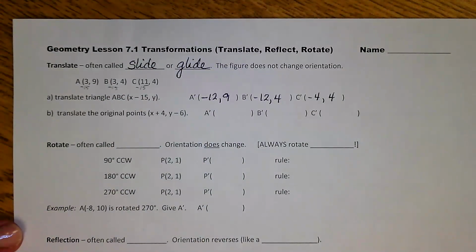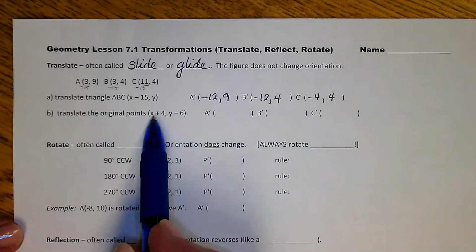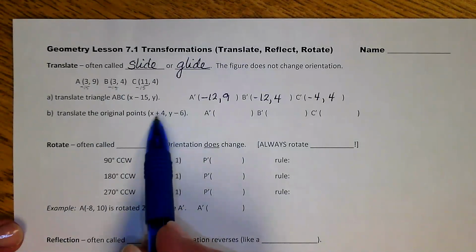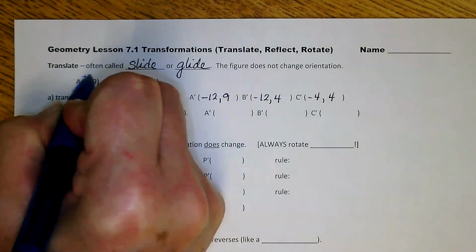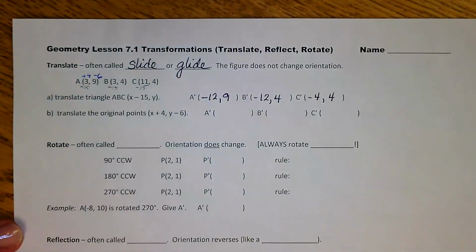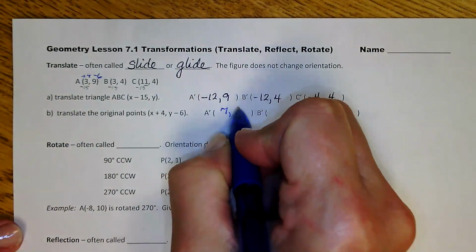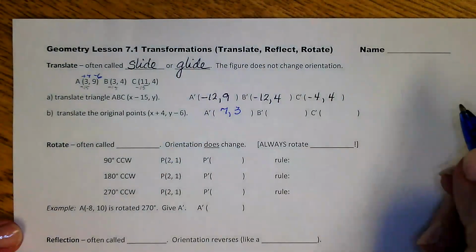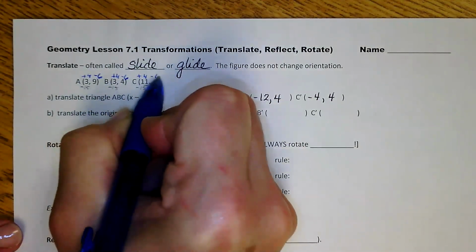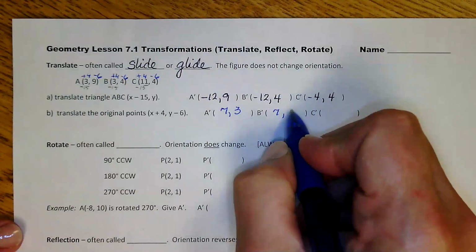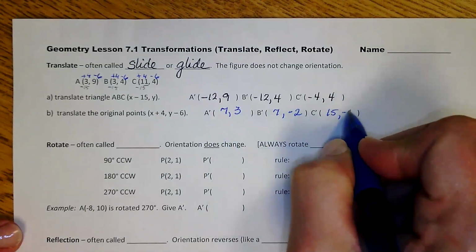Now this one says go back to the original points, don't use the new ones, and now do sort of a double move. You're going to go right 4, down 6. So plus 4, down 6, all the way across. That's where we get 7 and 3. Remember, plus 4 minus 6, all the way across. 7, negative 2, 15, negative 2.